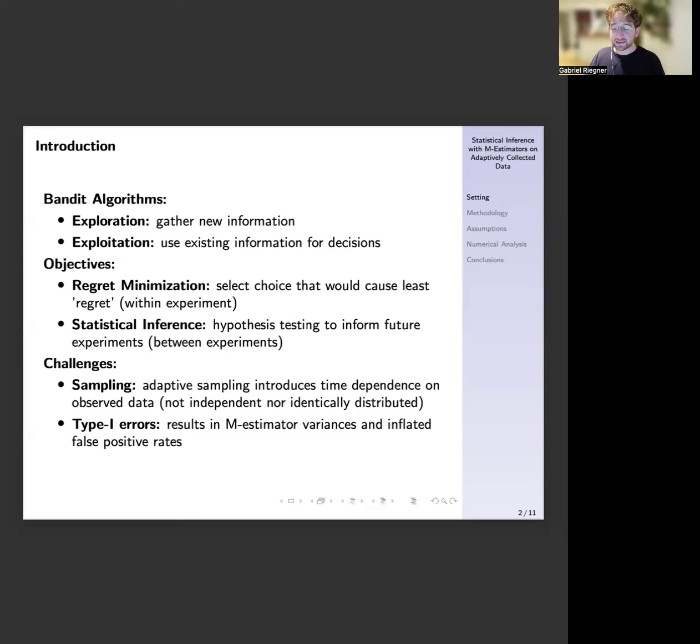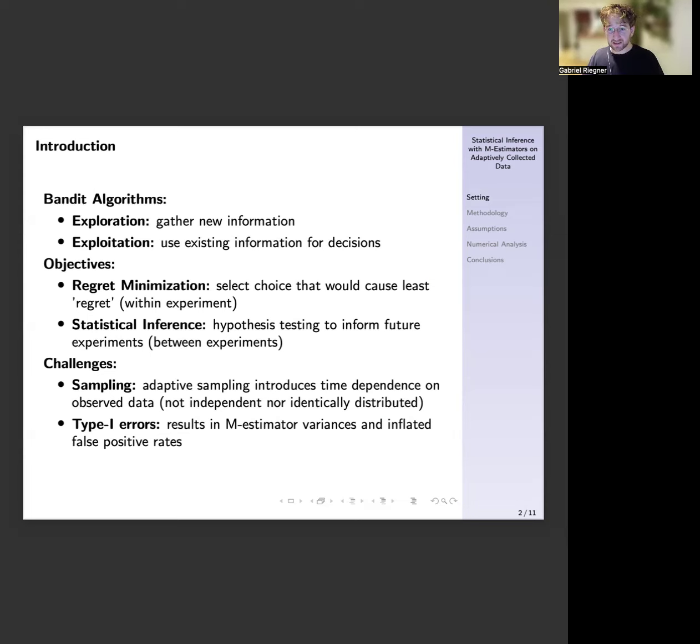However, performing statistical inference in these tests on adaptively collected data presents several challenges. One of them is sampling bias. Adaptive sampling methods can introduce dependencies in the observed data. This often violates the independence assumption of traditional statistical methods. And this, in general, means the data is not IID.